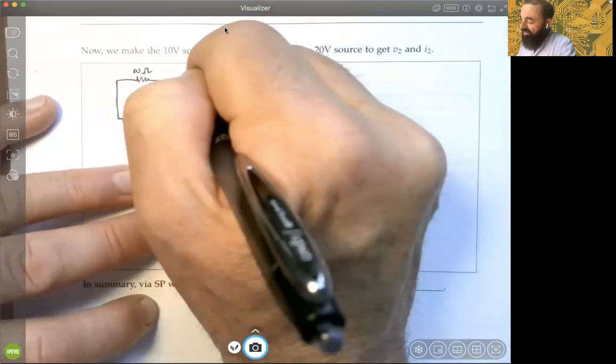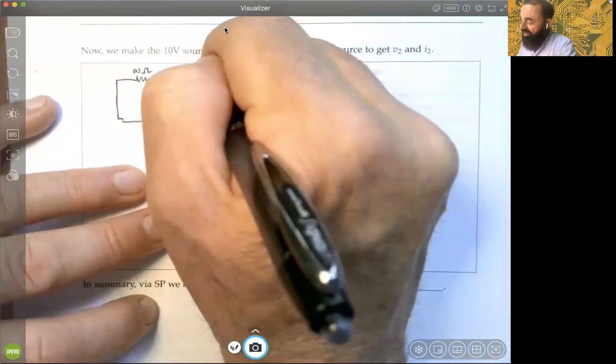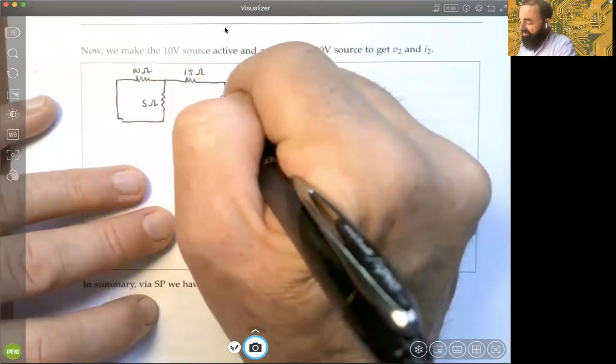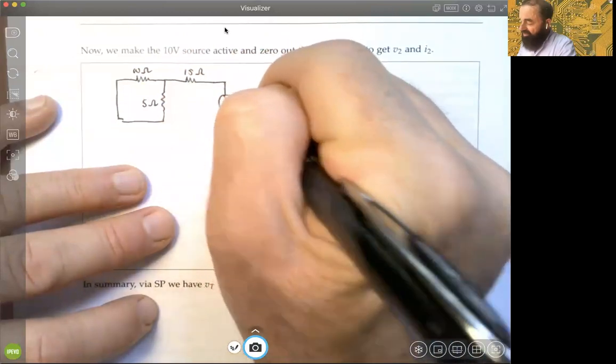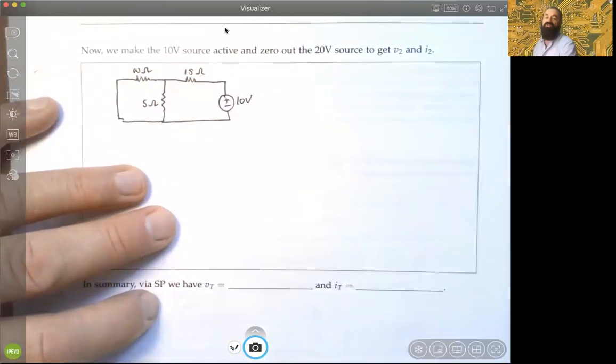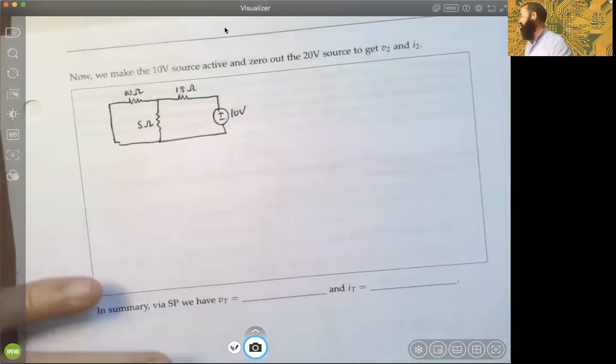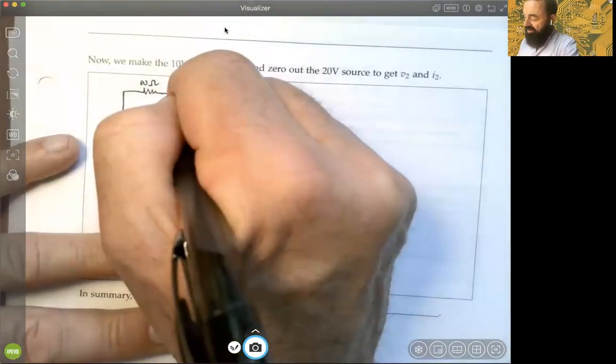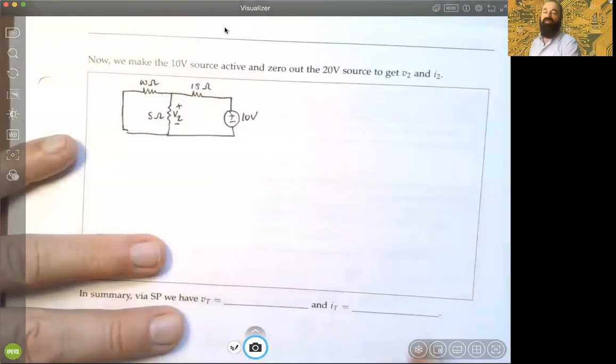And we have our 15 ohm resistance up here. And we have the other voltage source this time, plus minus. So we're looking at the response due to that source. The other one's been zeroed out, okay? And yes, that's exactly right, what you were thinking.